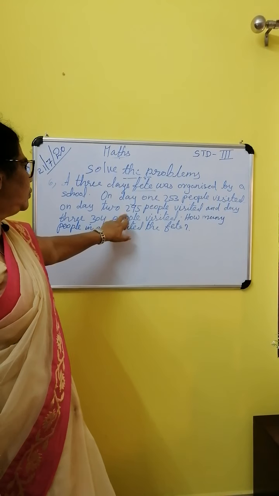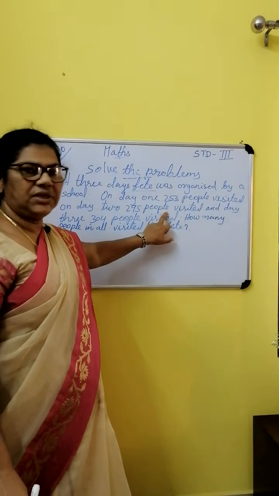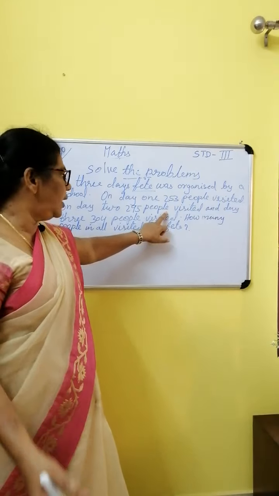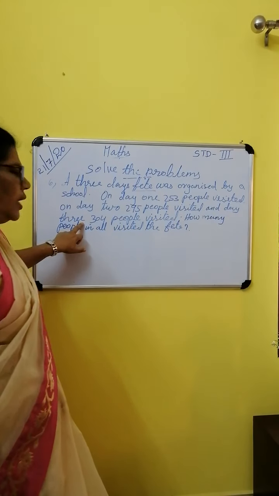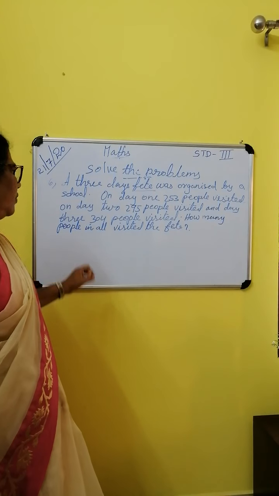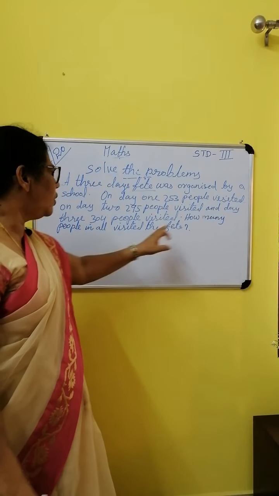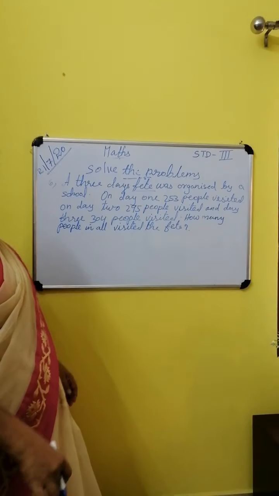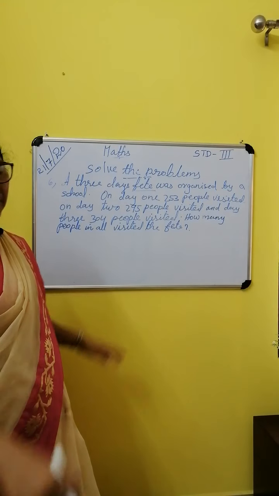On day 2, 295 people visited. Day 2 means second day. And day 3, that is third day, 304 people visited. Okay. We have to find out how many people in all visited the fete. How many total? How many people were there?